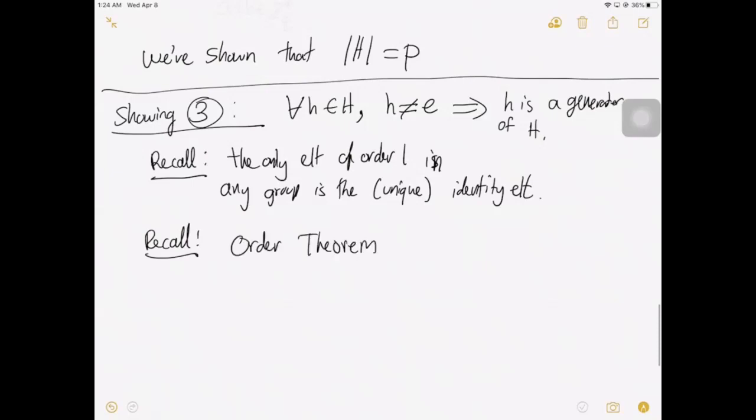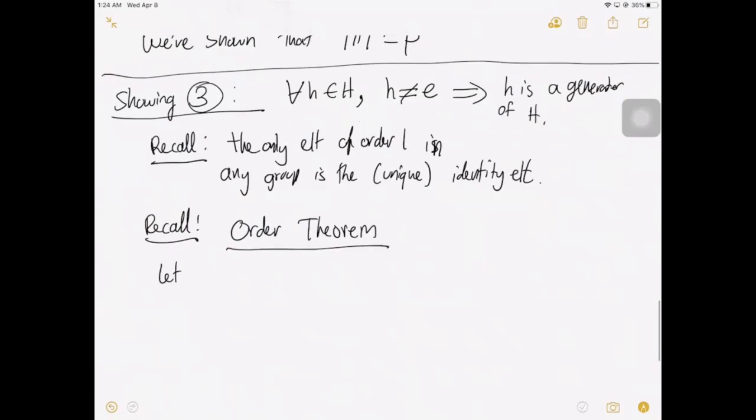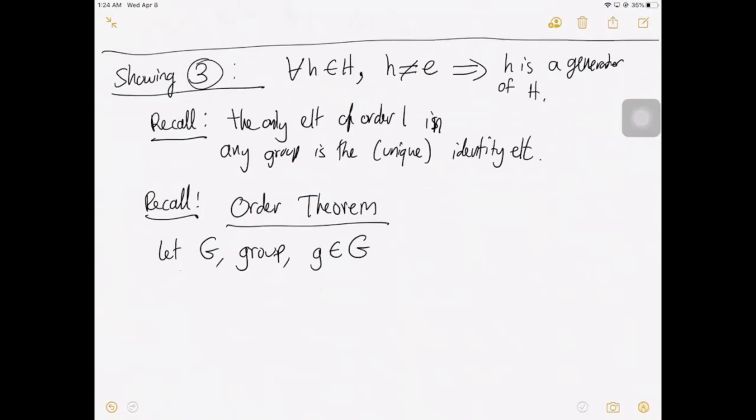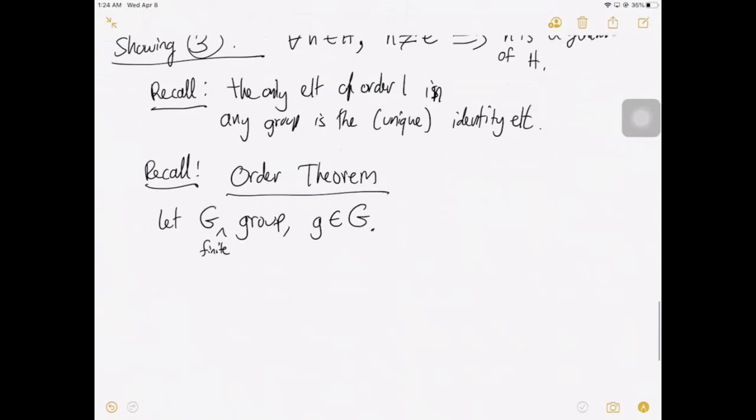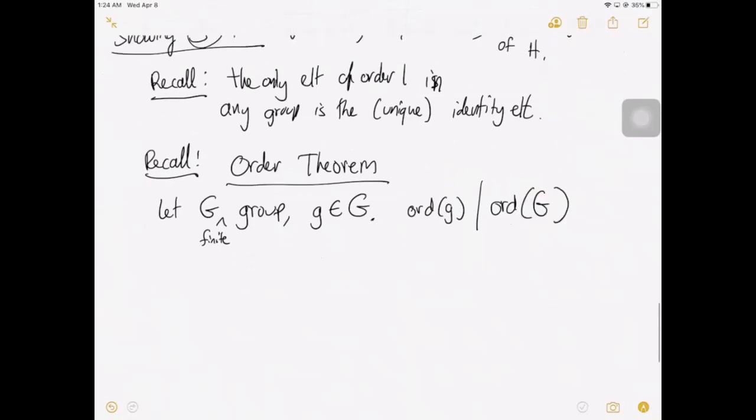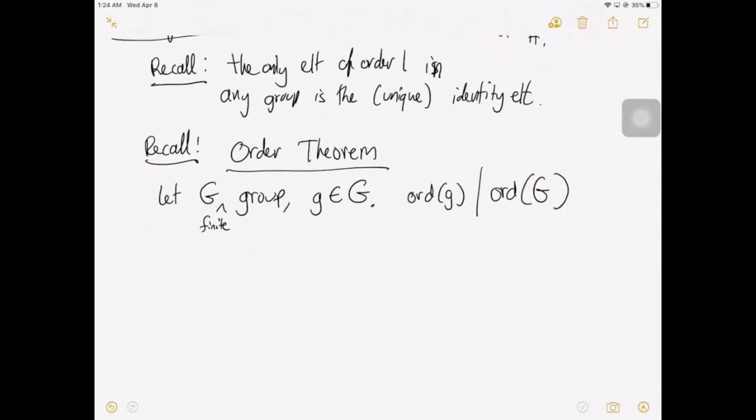So what is the order theorem? Let G be a group and let little g be an element of this group. And sorry, let's say let G be a finite group. Cool. So the order of little g divides the order of the big group G. Okay, so this symbol here means divides, as in like 3 divides 9.